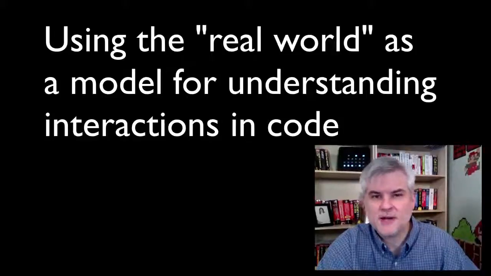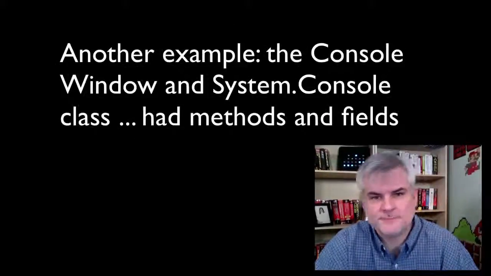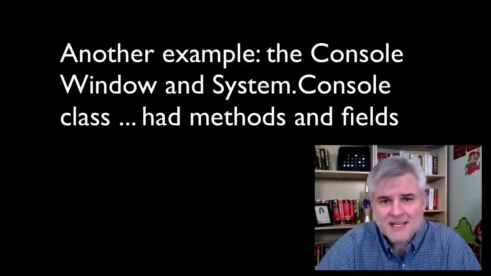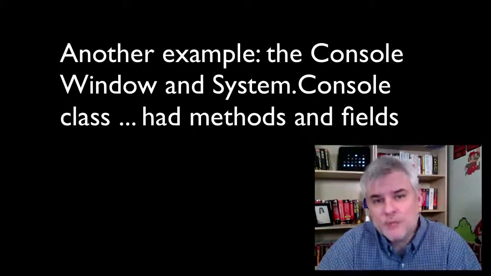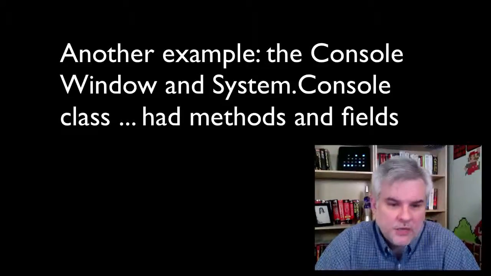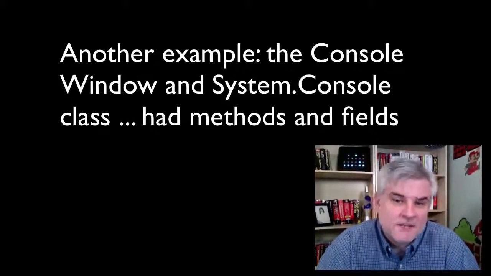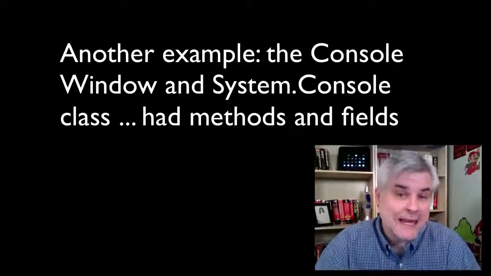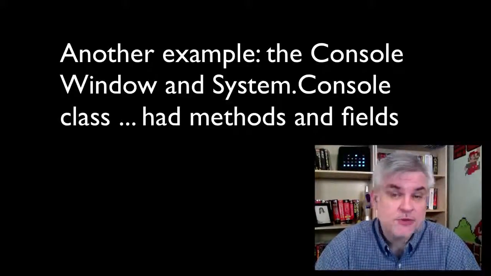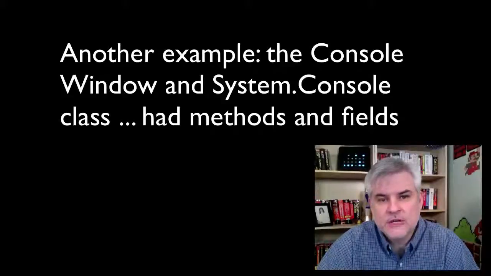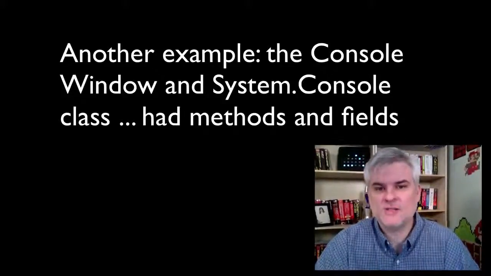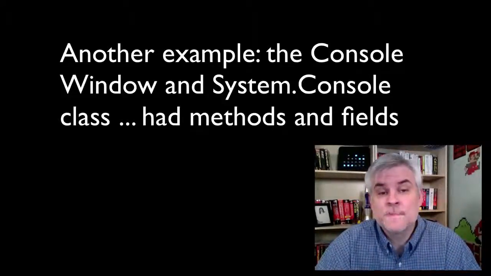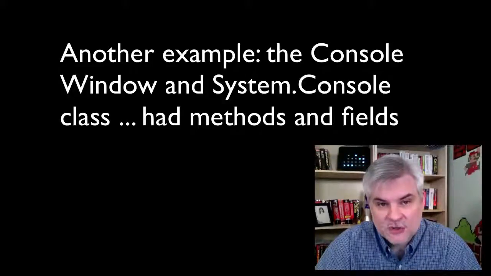So, thinking about an object that we've been using up to this point, take the console window as an example. The System.Console class represents a console window in the real world, in the computer world. What can we do with the console window? Well, we can ask it to print a message, to retrieve information from the user. We can ask it to beep. We've seen it do all of those things. These were the methods of the console window.